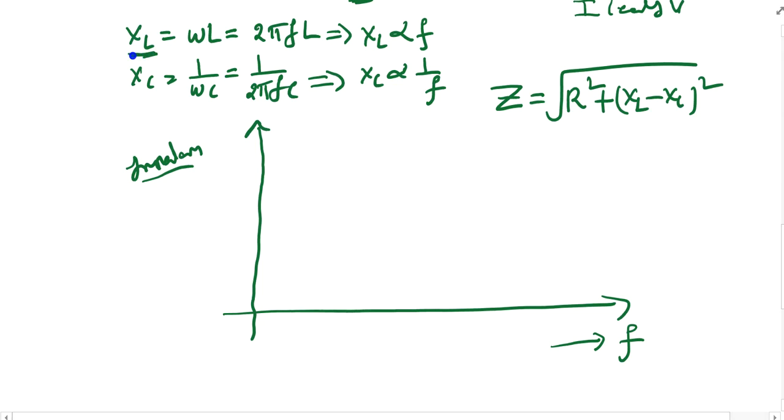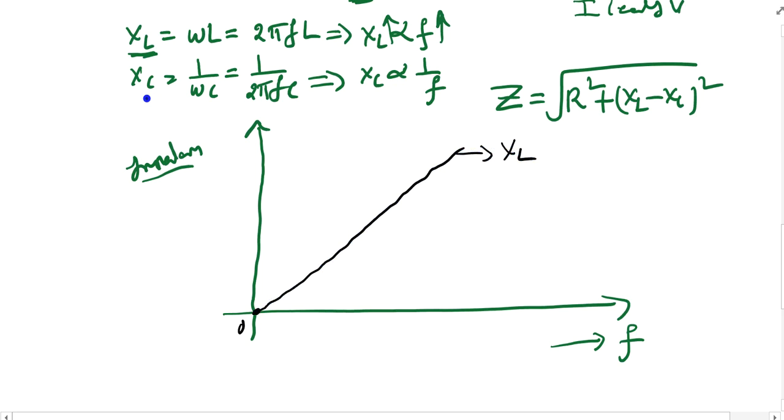If I increase the frequency, obviously my inductive reactance also increases. It means that from the 0 point, as my frequency is increasing, my inductive reactance also increases in this direction. This is my inductive reactance, I can say this is XL.